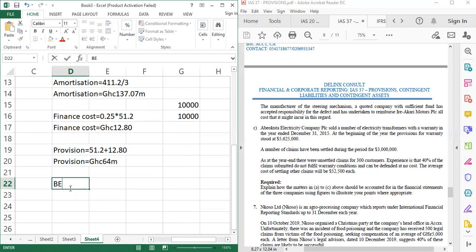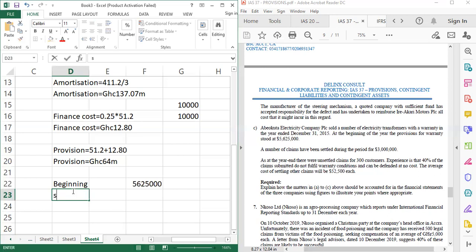At the beginning, 2.625, okay. At the beginning, provision was what? So the beginning provision was 5,625,000. But we have settled some. Settle means we have paid. So we have paid 3 million out of the provision.